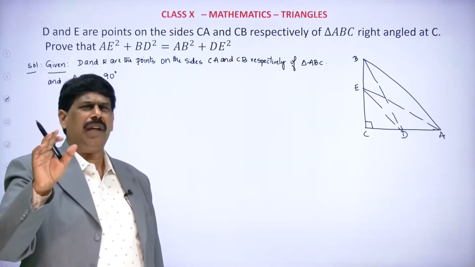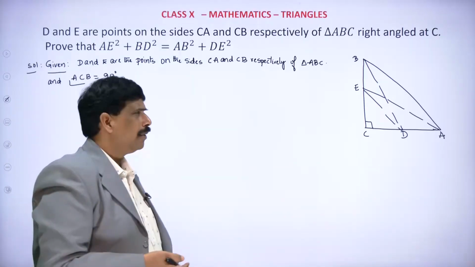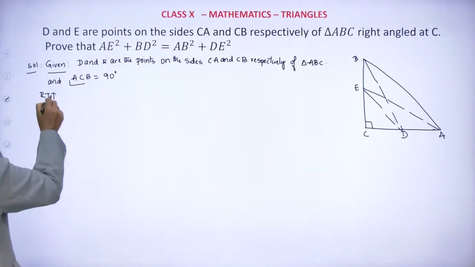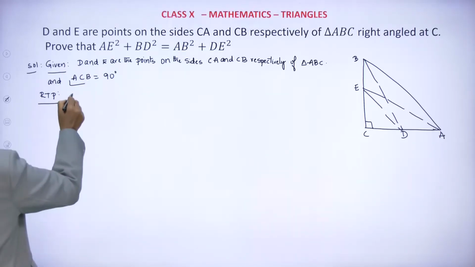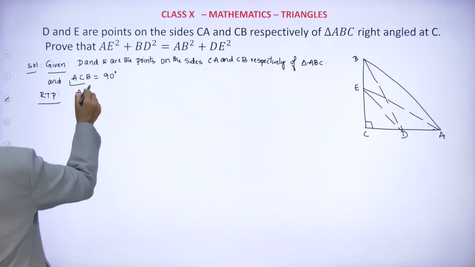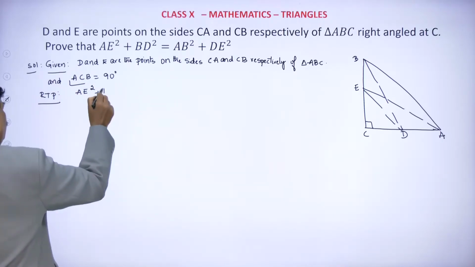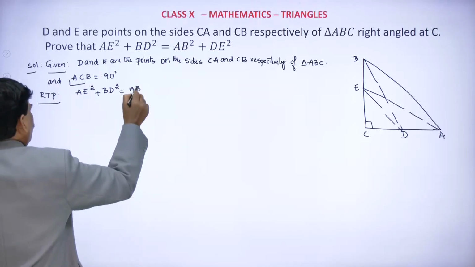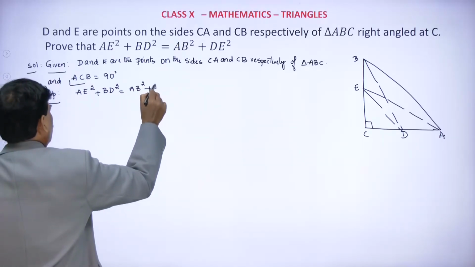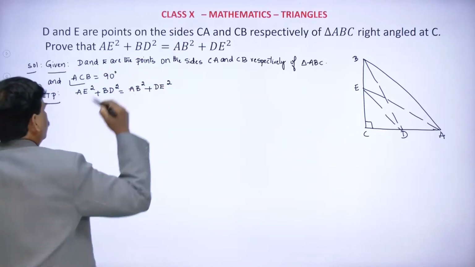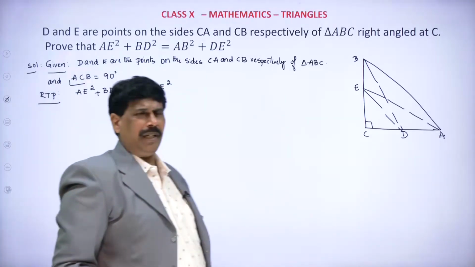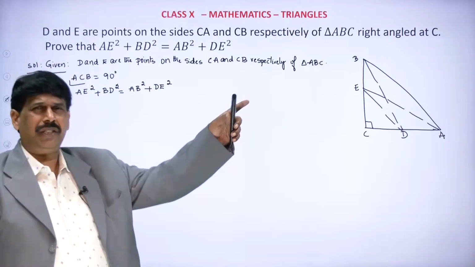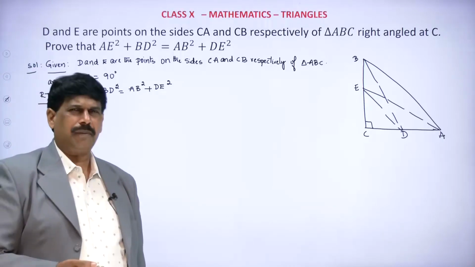So you have to see where you can apply Pythagorean. Clear? So now what is RTP here? So our RTP is AE square plus BD square. This is equal to AB square plus DE square. Okay, AE square plus BD square is equal to AB square plus DE square. That is what the given RTP.